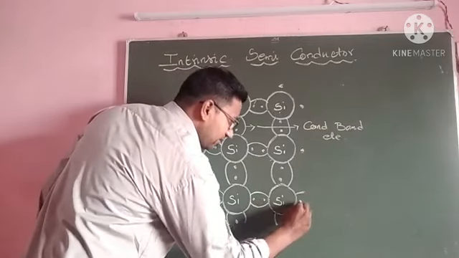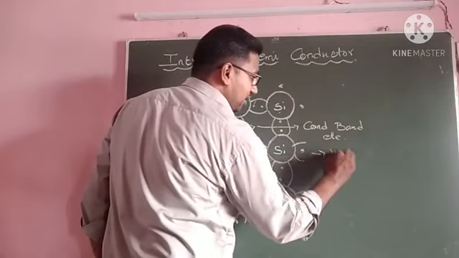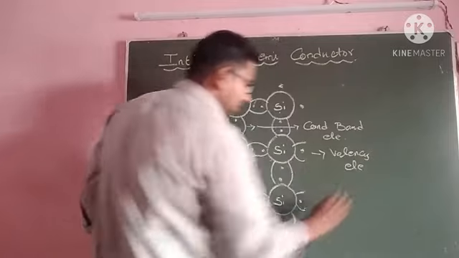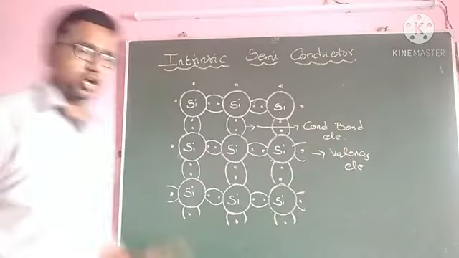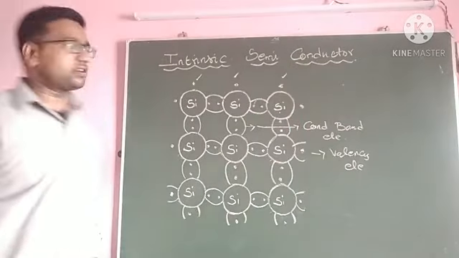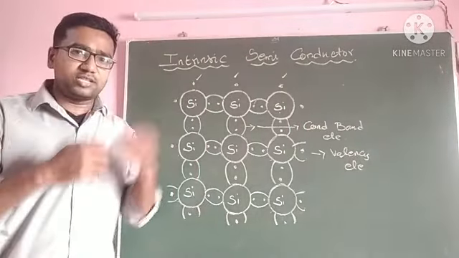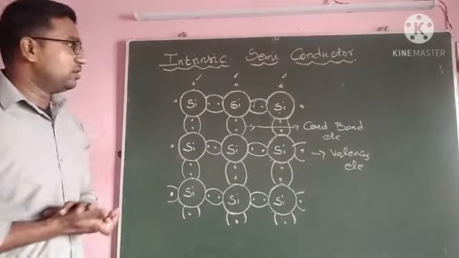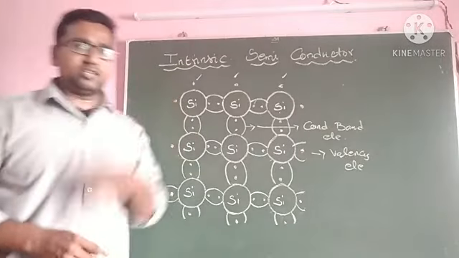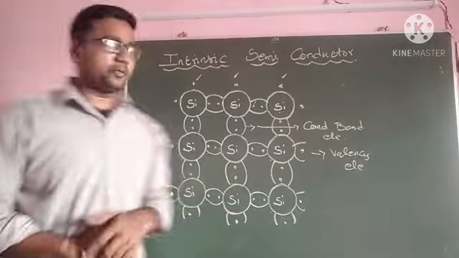These electrons are called valency electrons, because they are in the outermost orbit. These are all valency electrons. So there are no electrons to carry the charges from one point to another. In this intrinsic semiconductor, there is insufficient energy to move the electrons from the valency band to the conduction band.